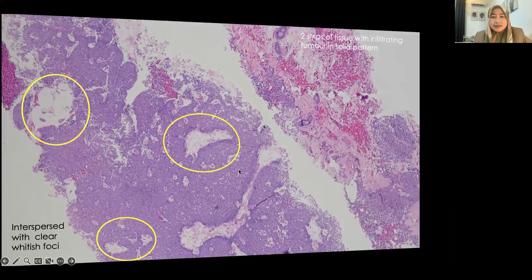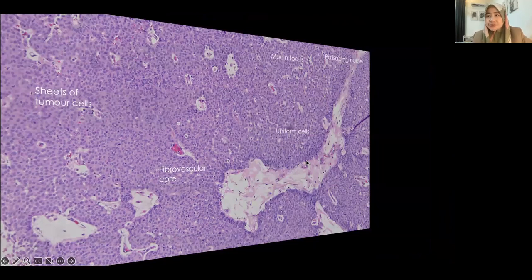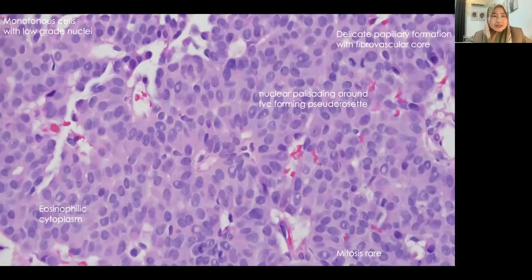All right. And a closer view shows sheets of uniform tumor cells in solid growth pattern, okay, with delicate fibrovascular core here and there, all right? Also presence of mucus. And then we can appreciate the cells lining this core showing palisading nuclei. Higher power view shows monotonous cells with low-grade nuclei, okay?